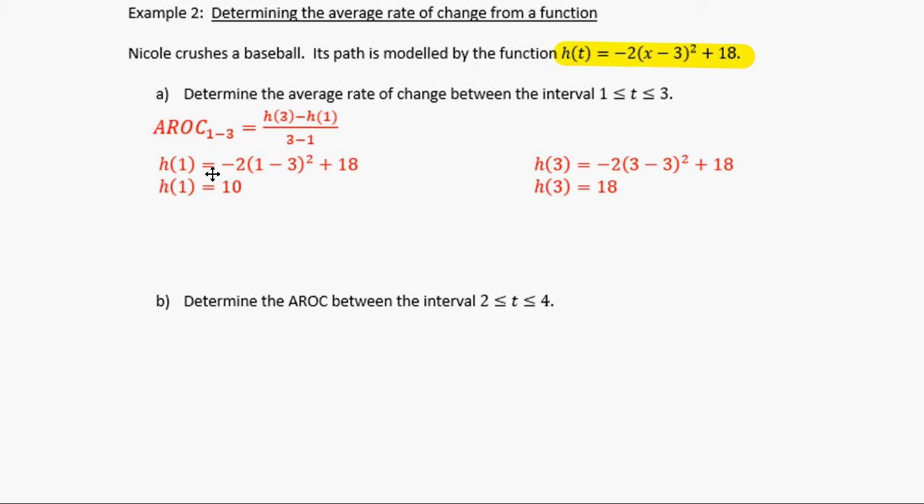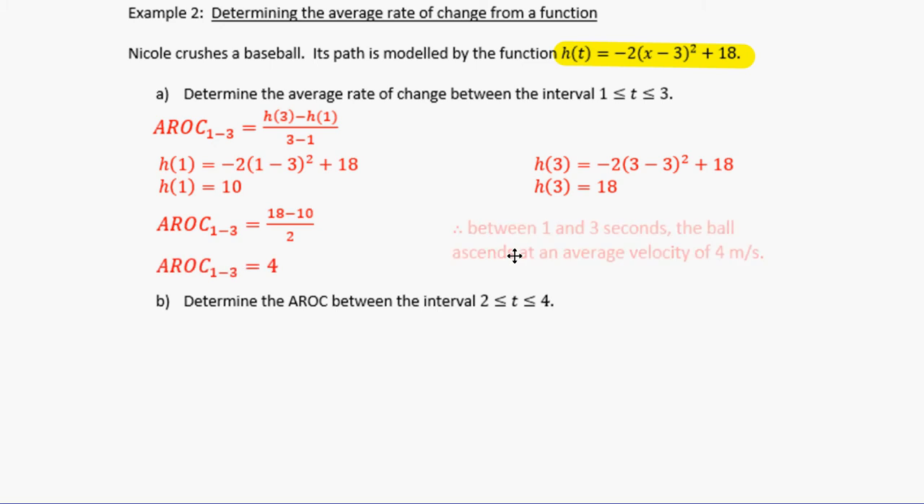h of 3 is equal to negative 1 minus 3 squared, which of course is 0 squared, which is still 0, so I get 18. Plug it in my equation like I did before. So 3 minus 1 is 2, so in the denominator I've got a 2, and 18 minus 10, so that's going to be 8 over 2, which is actually just 4.